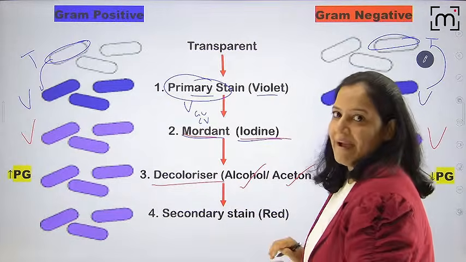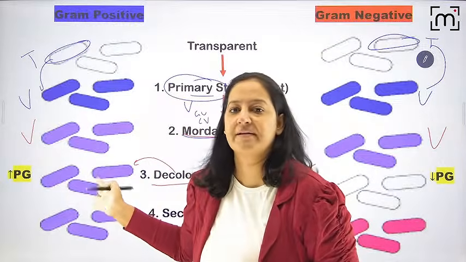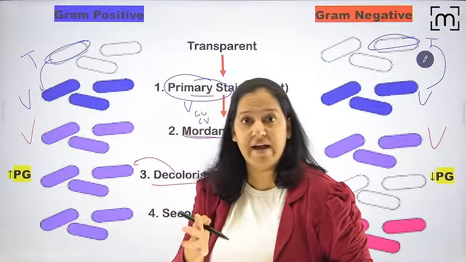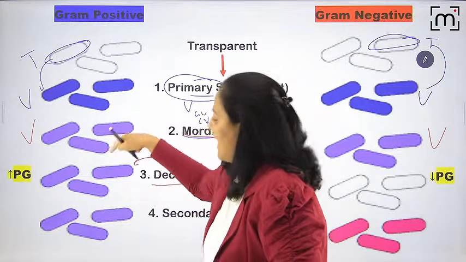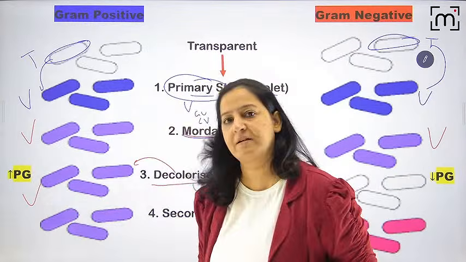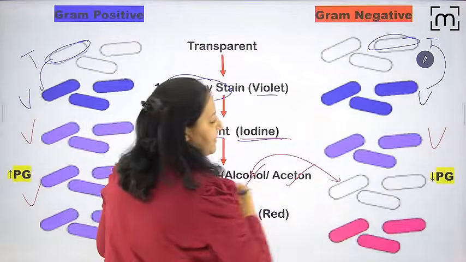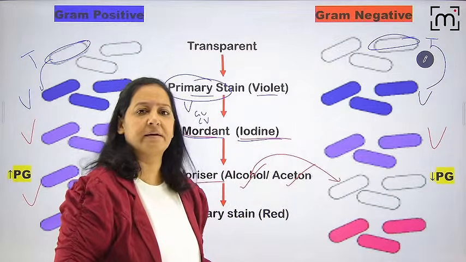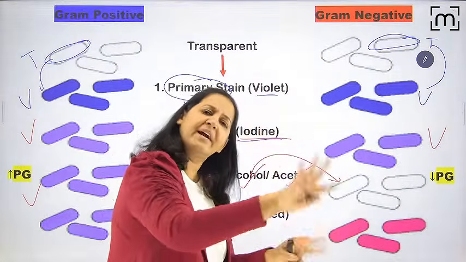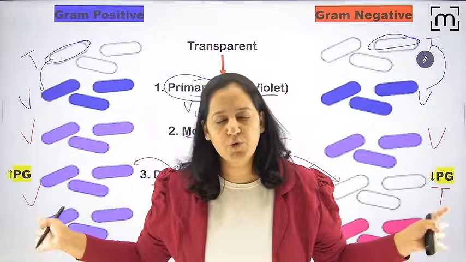So now there are 2 types of bacteria. There are some bacteria which are resistant to this decolorizer. They don't allow this decolorizer to enter inside them. So if decolorizer cannot enter inside them, how will decolorizer decolorize them? They are still violet. On the contrary, there are some bacteria which are susceptible to decolorizer. They allow the decolorizer to enter inside them. Decolorizer will enter inside them and decolorize them. They become transparent. You will say, ma'am, why is there a difference like this? The 2 types of bacteria.